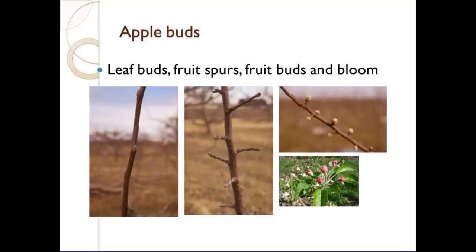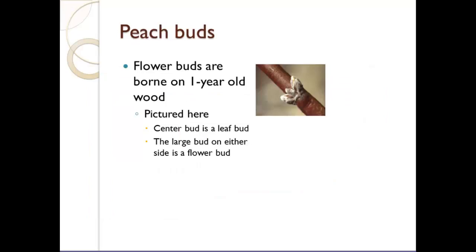These are some pictures of apple buds. On the left, it starts with the leaf bud. The center picture is fruit spurs. The upper right is a fruit bud, and the lower is what the bloom looks like. So on peach buds, as I mentioned, the flower buds are born on 1-year-old wood. So what happens if you prune a peach tree and you prune off all of last year's wood? You're not going to have any crops. So you do have to retain some of last year's wood so that you have a crop this year.